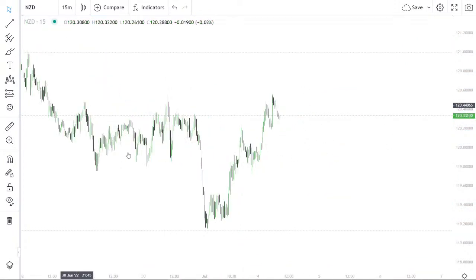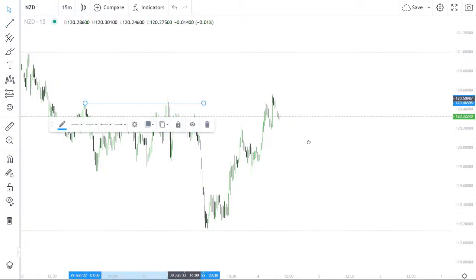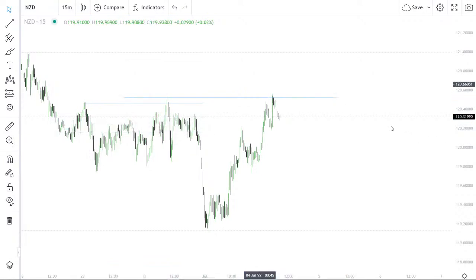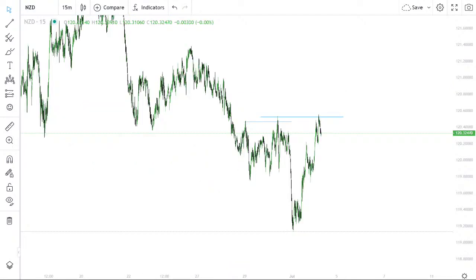In the analysis here, we took this high and this other high. Okay, we took this high, we traded above that high, and we have also traded above this other high. So what are we expecting here? We are expecting bearish.